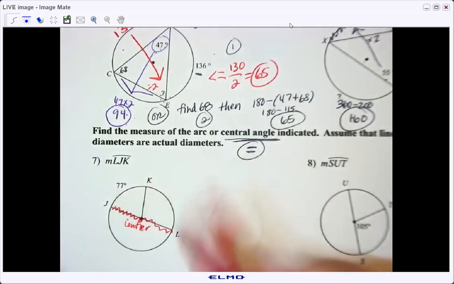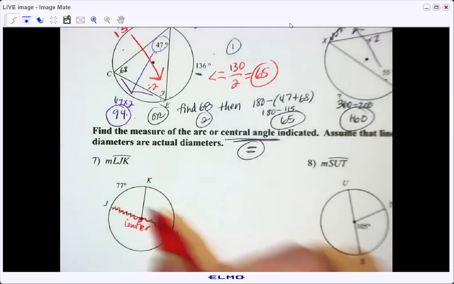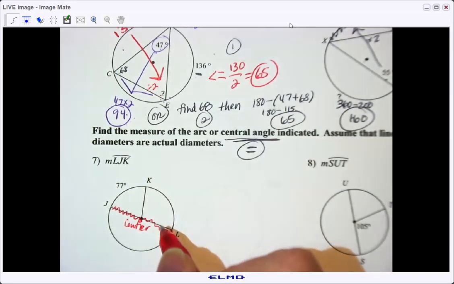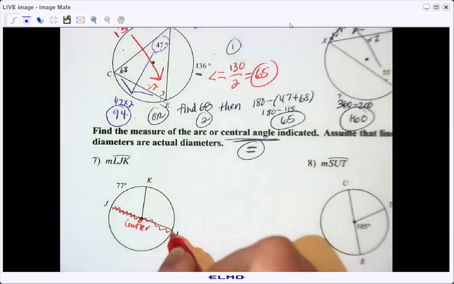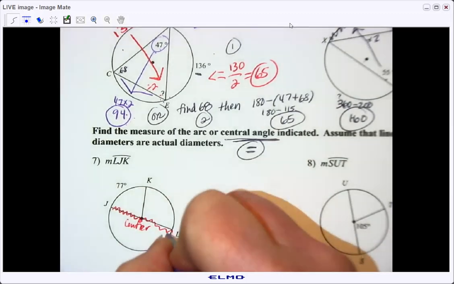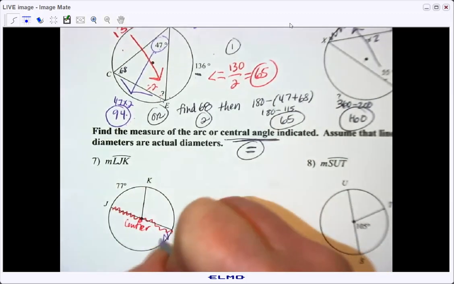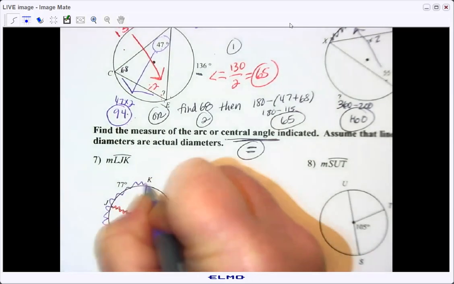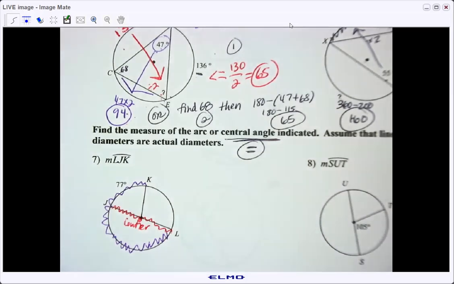So we want to find the measure of arc LKJ. No, LJK. Sorry. So we want to find the arc L to J to K. So put the answer in the chat box.